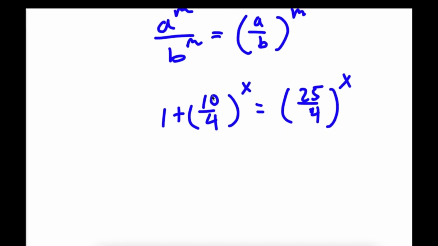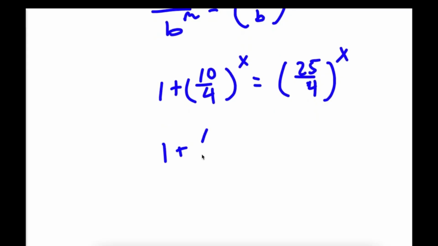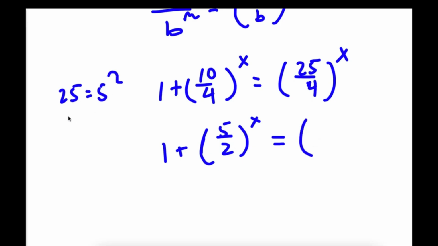Now 10 over 4 can be simplified to 5 over 2. And 25 over 4 can be simplified: 25 is 5 squared, and 4 is 2 squared. So I have 5 squared over 2 squared to the power of x.